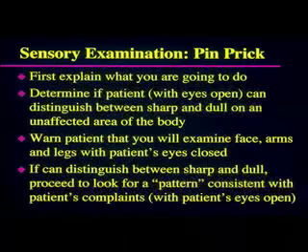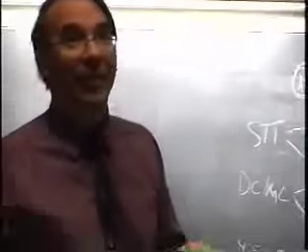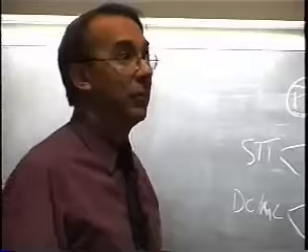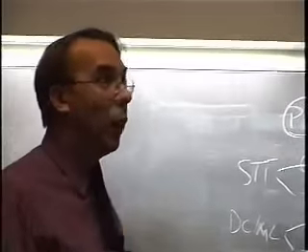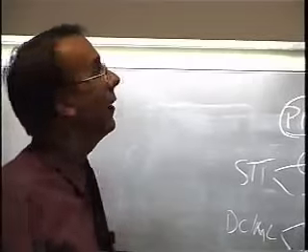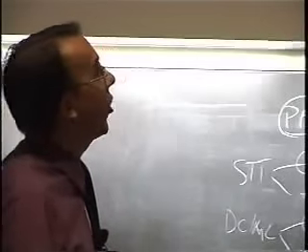So again, you have to explain what you're going to do, and you show them with their eyes open, so they're not scared, that they're going to be poked with a pin, and then you warn them you're going to start with the face. Then you look for a pattern. If there is a deficit, you're looking for a pattern. So you need to know these dermatomal patterns. Okay. What is the pinky? What level is that? What is the thumb? What level is that? All right. So you need to know these dermatomes.